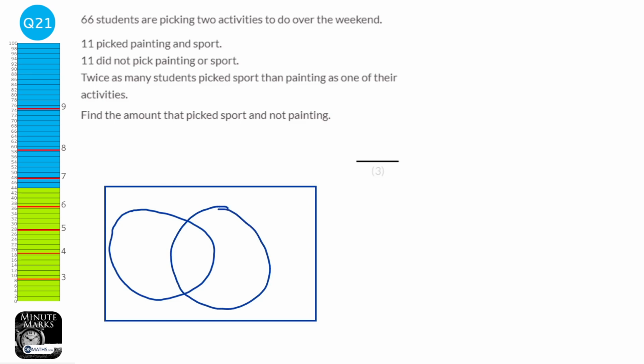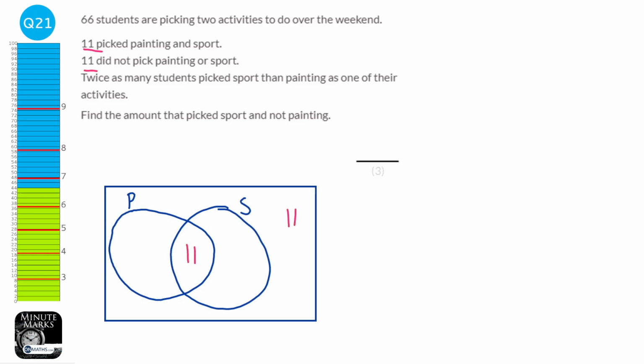So it says that they picked two activities. It was either painting, which I'll put as a P, and sport, which I'll put as an S. So let's start filling in the information it gives us. So 11 picked painting and sport. So that will go in the middle, because that is painting and sport. And 11 didn't pick painting or sport, so they can sit on the outside.